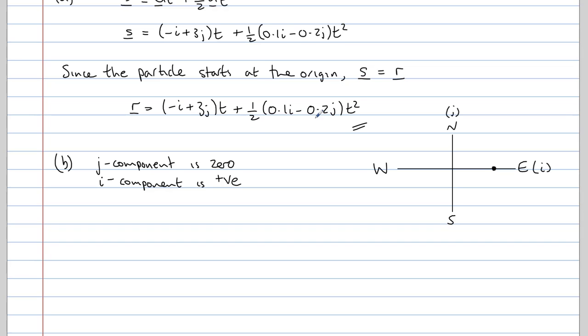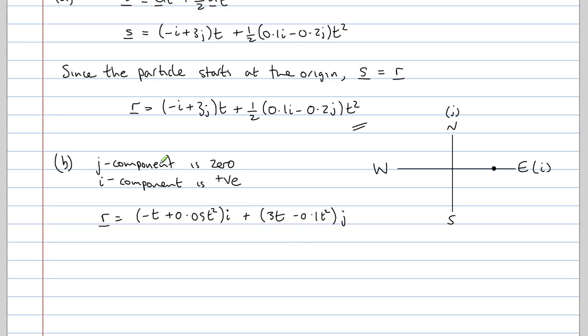At the moment, our position vector is not in a very useful format because the i's and j's are mixed in together. So I'm going to rewrite this position vector and separate out the i and j components. In the first bracket, I will have the i component, and in another bracket, I will have the j component. Looking first at the i components, we've got minus i times t, so that gives minus t in here. And then half times 0.1 times t squared gives 0.05t squared. For the j components, I've got 3t here, and half times minus 0.2t squared, which is minus 0.1t squared.